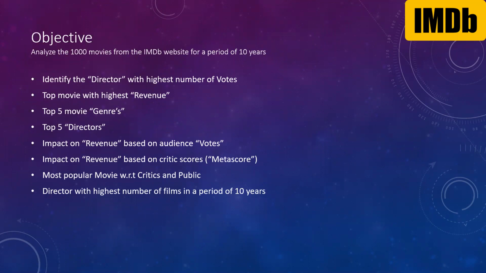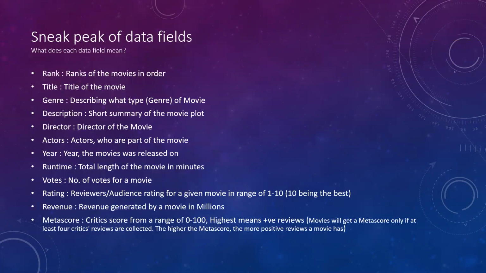What we are going to see here is an analysis of 1,000 movies from the IMDb website over a period of 10 years. Based on that data, we have identified the directors with the highest number of votes, top movies with respect to genres, directors, and revenues, and the impact of revenue based on votes and metascores. We also look at the most popular movies with respect to critics and public, and how they vary, and directors with the highest number of films in a period of 10 years. So let's get started and see what the various data fields mean.